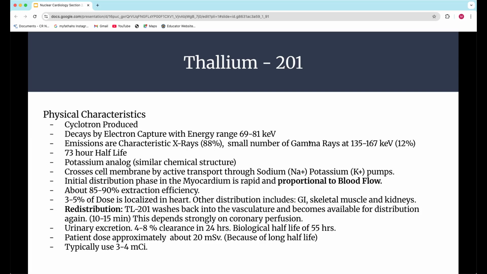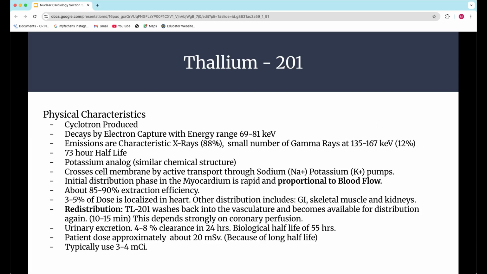So with this, a lot of the emissions are characteristic X-rays, 88%. And then you have some gamma rays in the upper range, about 12%. This is one of the unique situations in nuclear medicine where what we mainly use to get our images is actually characteristic X-rays, not the gamma rays. The reason is there's just not enough gamma rays that come off of this. It's mostly characteristic X-rays, okay?